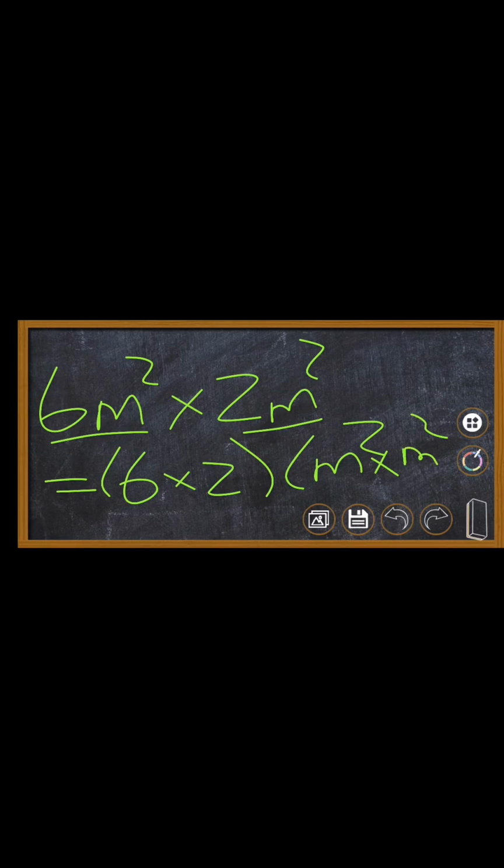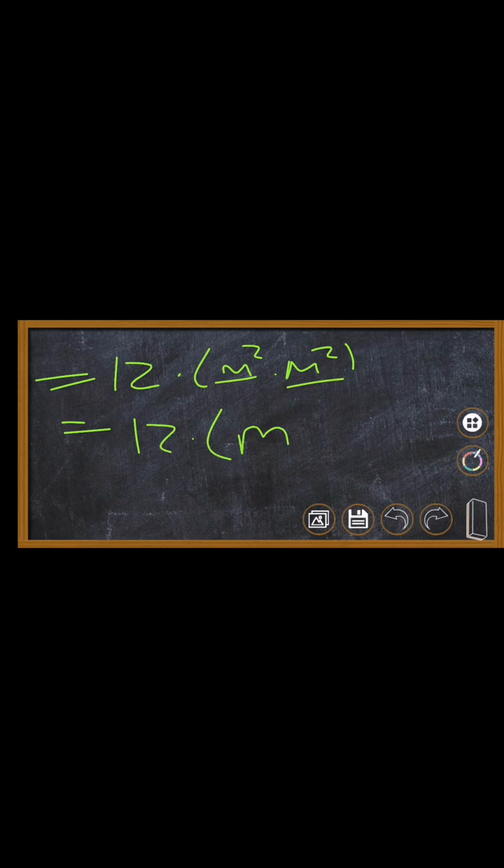So let's move on to the next slide because we don't have enough space. So 6 times 2 is what? Is 12, and m squared times m squared. So we said 6 times 2 is 12, and we still had the m squared times m squared. And if we look at this, m squared, same base, right?